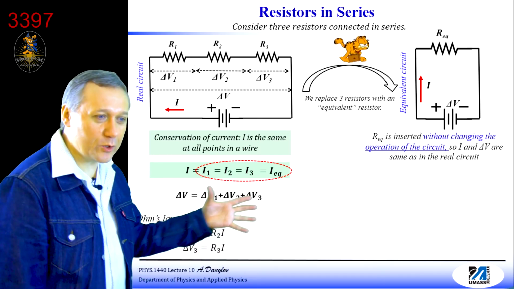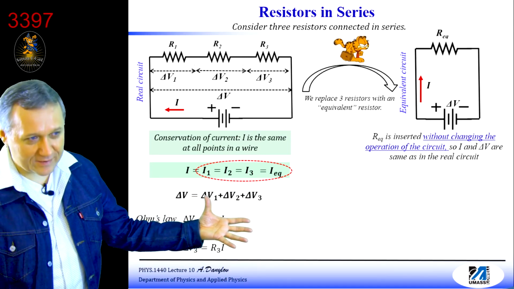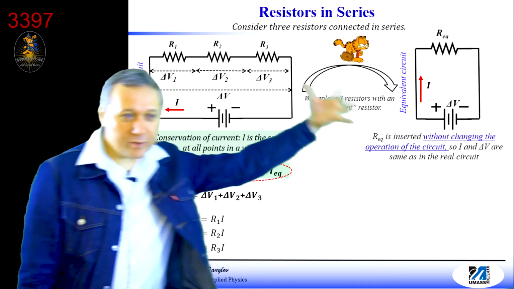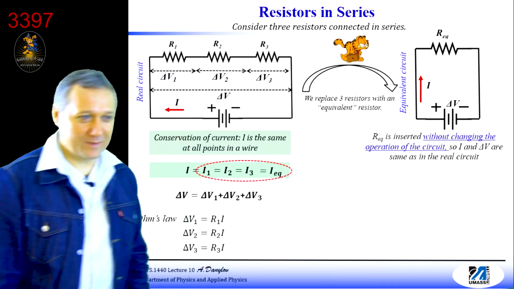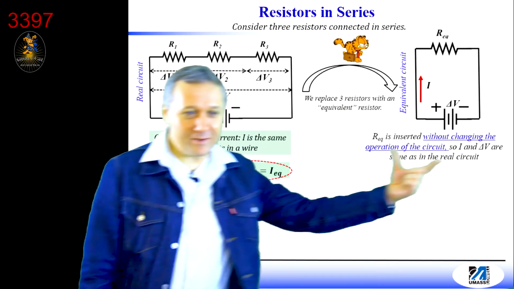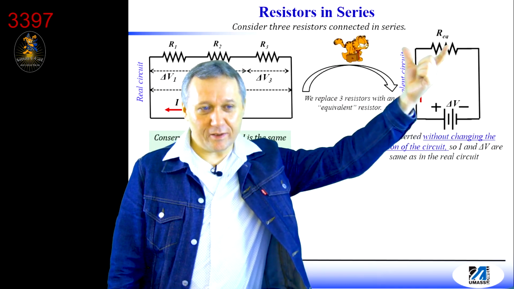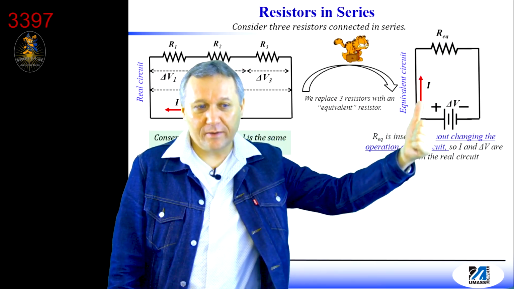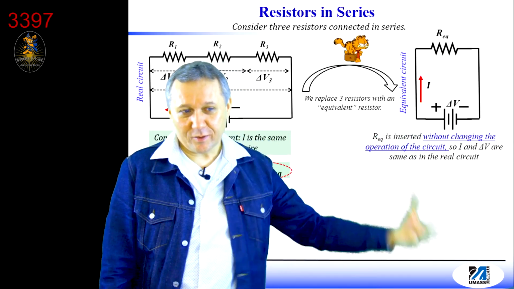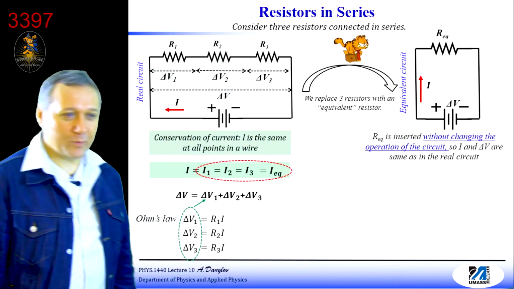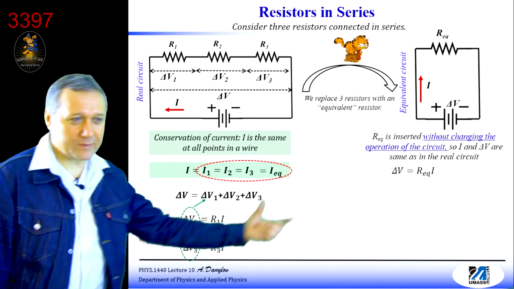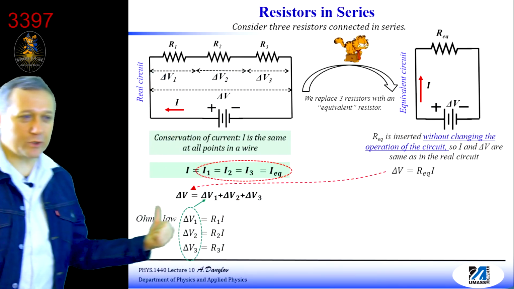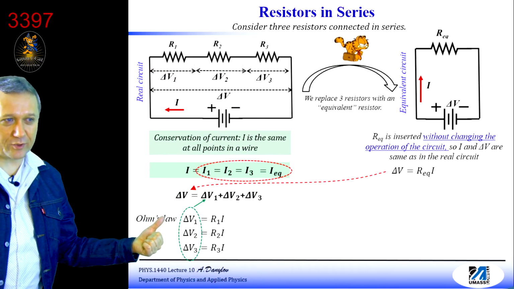So that's what we're going to introduce into the right-hand side of the equation. But on the left-hand side, total delta V, we will get from the equivalent circuit. Delta V across the battery and delta V across the resistor is the same. So delta V across the resistor will be current I times R equivalent. From the equivalent circuit, we get delta V equals R equivalent times I, and that's what we're going to introduce to the left-hand side of the equation.